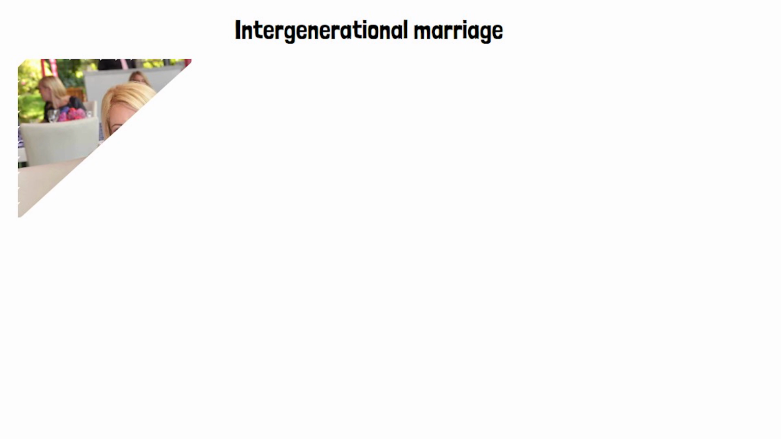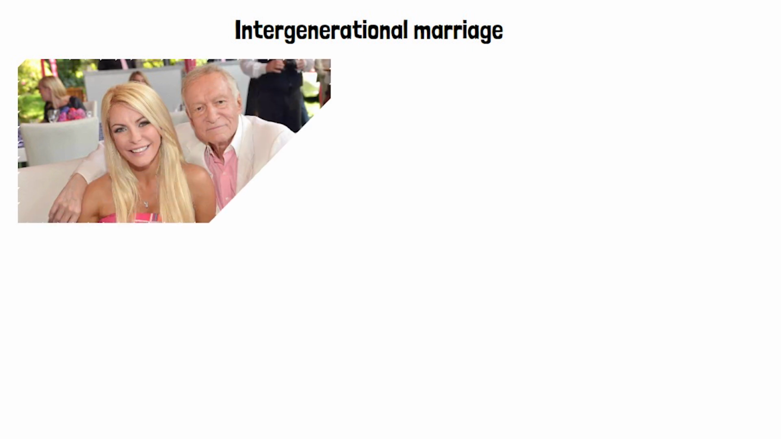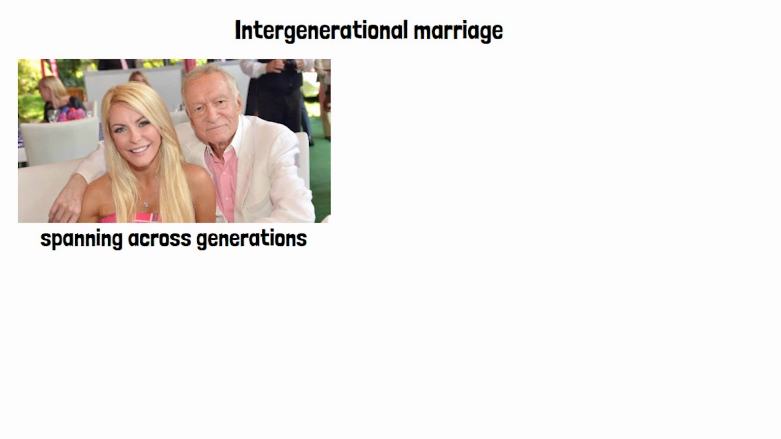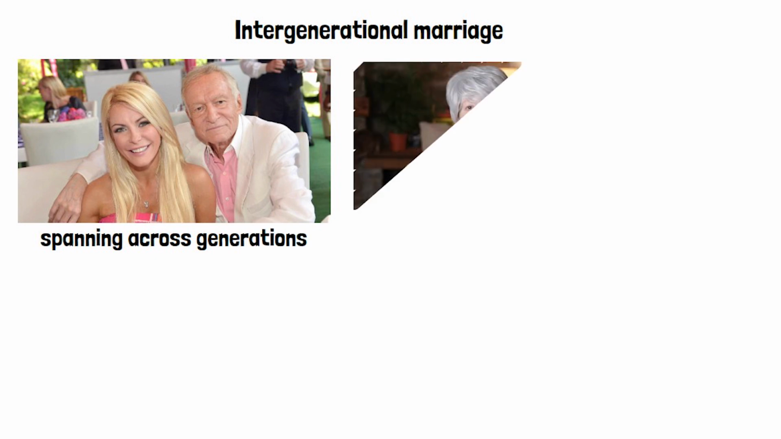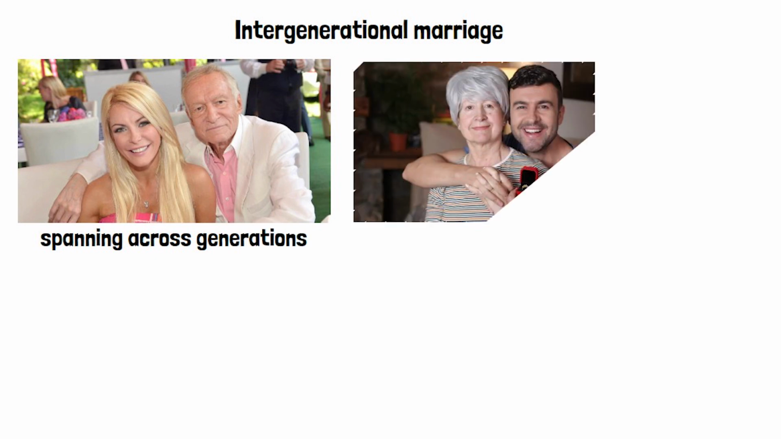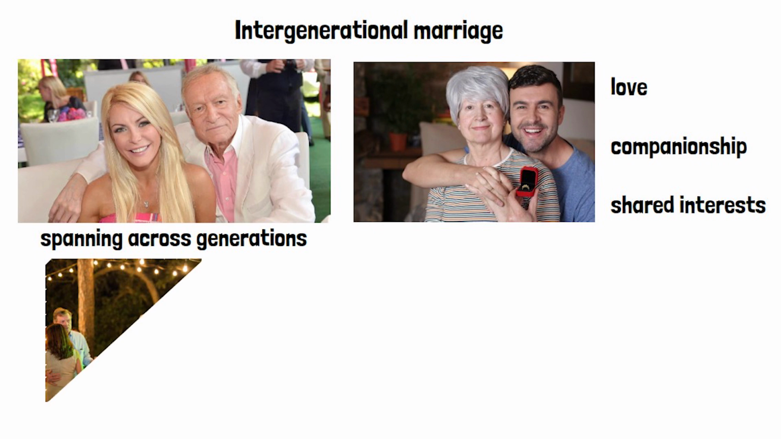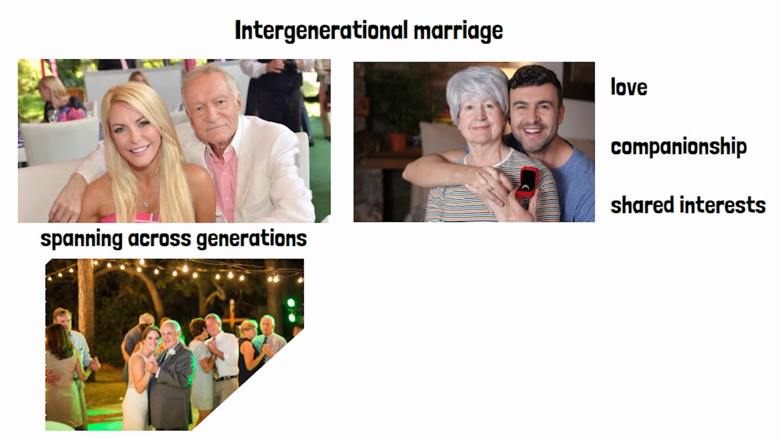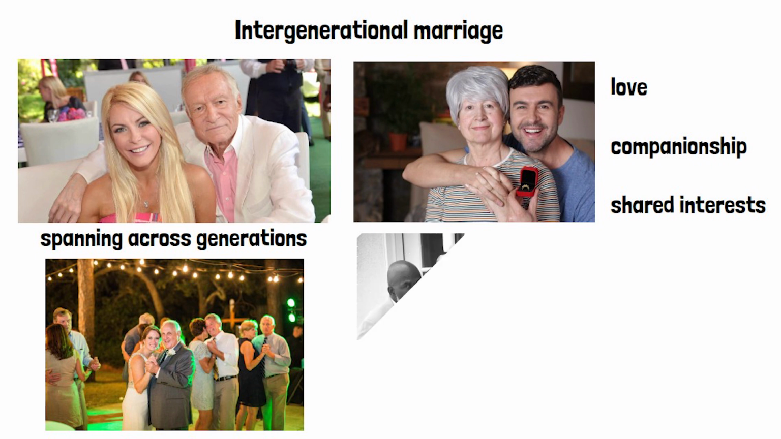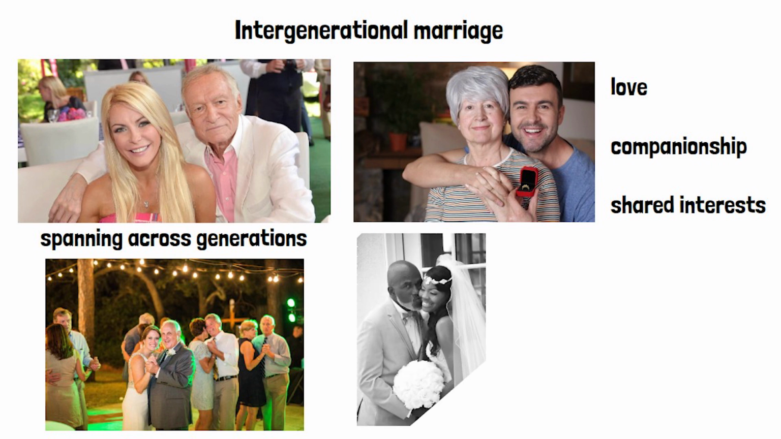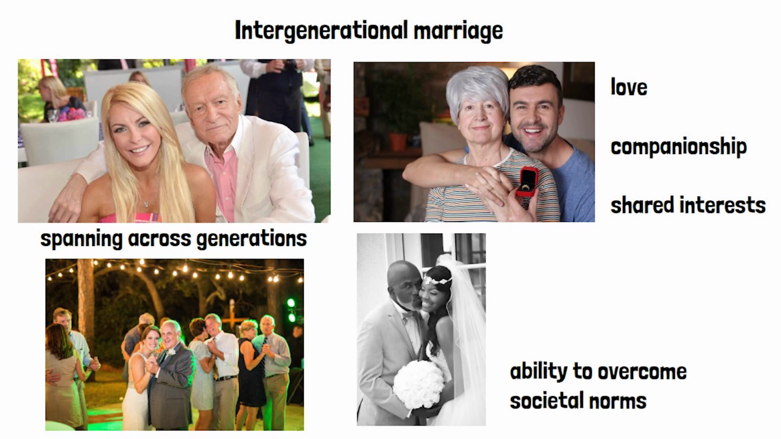Intergenerational marriage. Intergenerational marriage refers to a union between individuals who have a significant age difference, typically spanning across generations. While less common than marriages between peers, intergenerational marriages take place for various reasons, including love, companionship, and shared interests. These unions can present unique challenges related to differing life stages, perspectives, and societal perceptions. Despite these challenges, intergenerational marriages often thrive, showcasing the resilience of love and the ability to overcome societal norms.